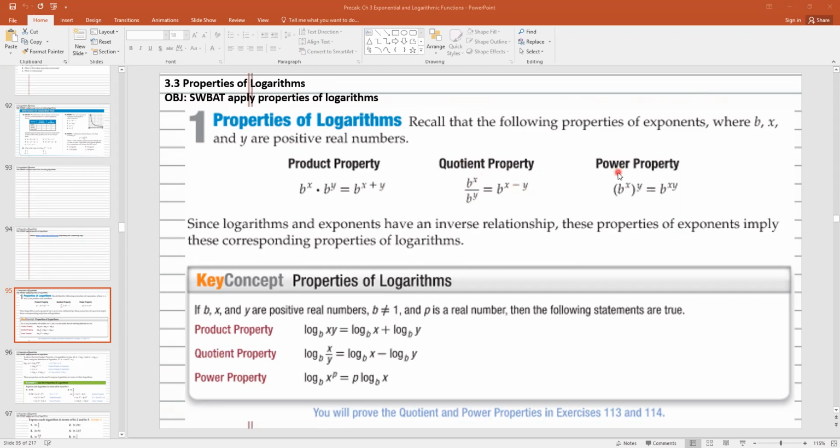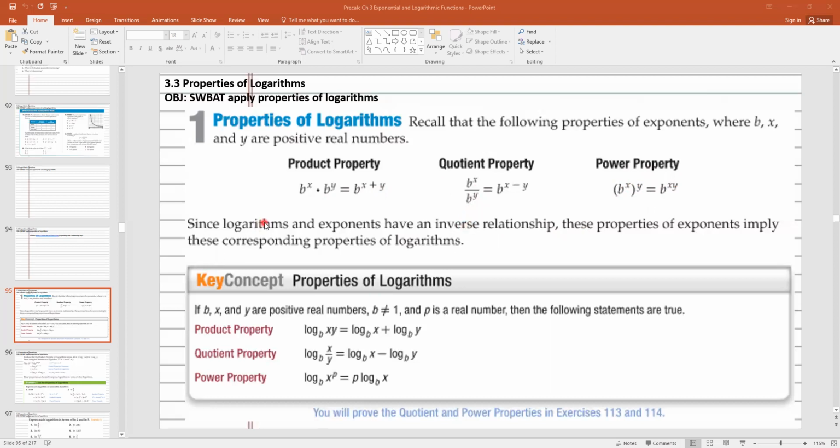And the power property is, remember, whenever you have that parenthesis separating them, it's kind of like a multiplication. So you want to distribute, so that exponent on the outside is multiplied by the exponents on the inside. So here we have y times x. That's it. So when you multiply, you add. You divide, you subtract. When you have a parentheses, you distribute, you multiply.